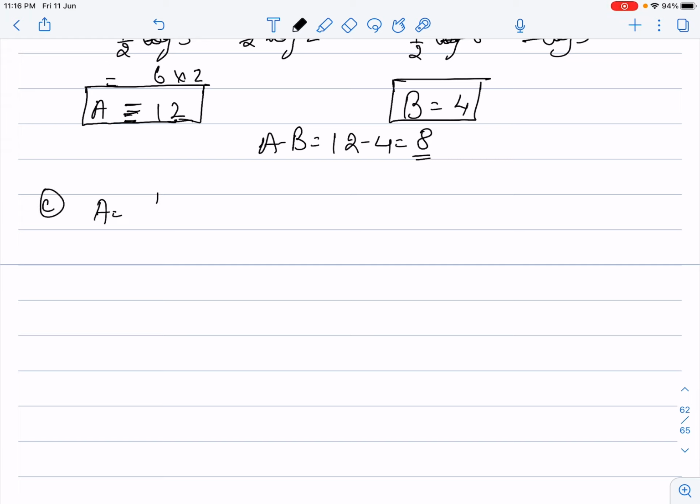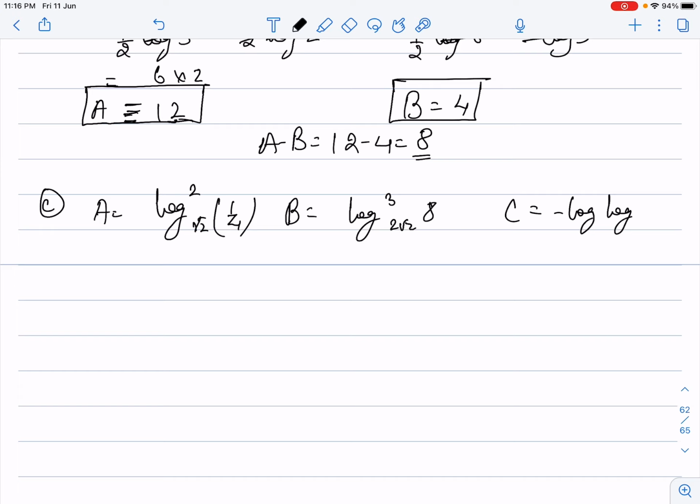A is equal to log 1 by 4 and base is root 2 and square of it is written over here. B is equal to log of 8 to the base 2 root 2 and cube of it is written over here. And C is equal to minus times of log of square root of fifth root of 9 is given to you. The base of inner log is 3 and the base of outer log is 5.